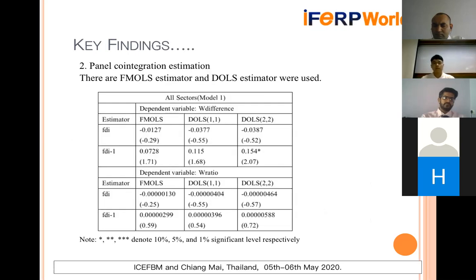The second one is the panel co-integration estimation. The FMOLS estimator and the DOLS estimator will be used. For model 1, the estimated coefficient of FDI is negative and that of FDI minus 1 is positive. It proved that both horizontal and vertical FDI exist, but they were not statistically significant at the 10% level. The results don't give strong evidence that FDI affects the wage gap over the period.